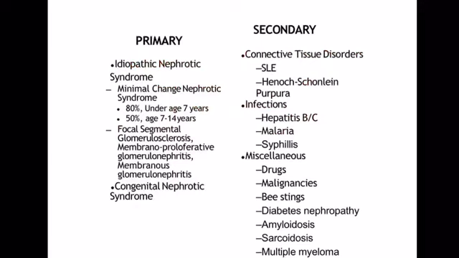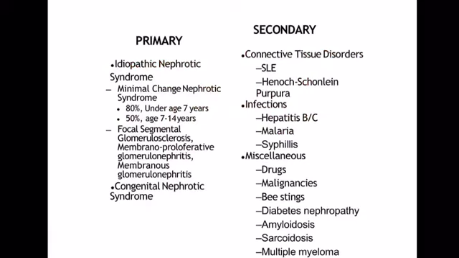Now what is the etiology of the nephrotic syndrome? There are various conditions in which there is damage to the glomerulus. These are the primary causes which lead to damage in a glomerulus capsule. These are idiopathic nephrotic syndrome, minimal change nephrotic syndrome.